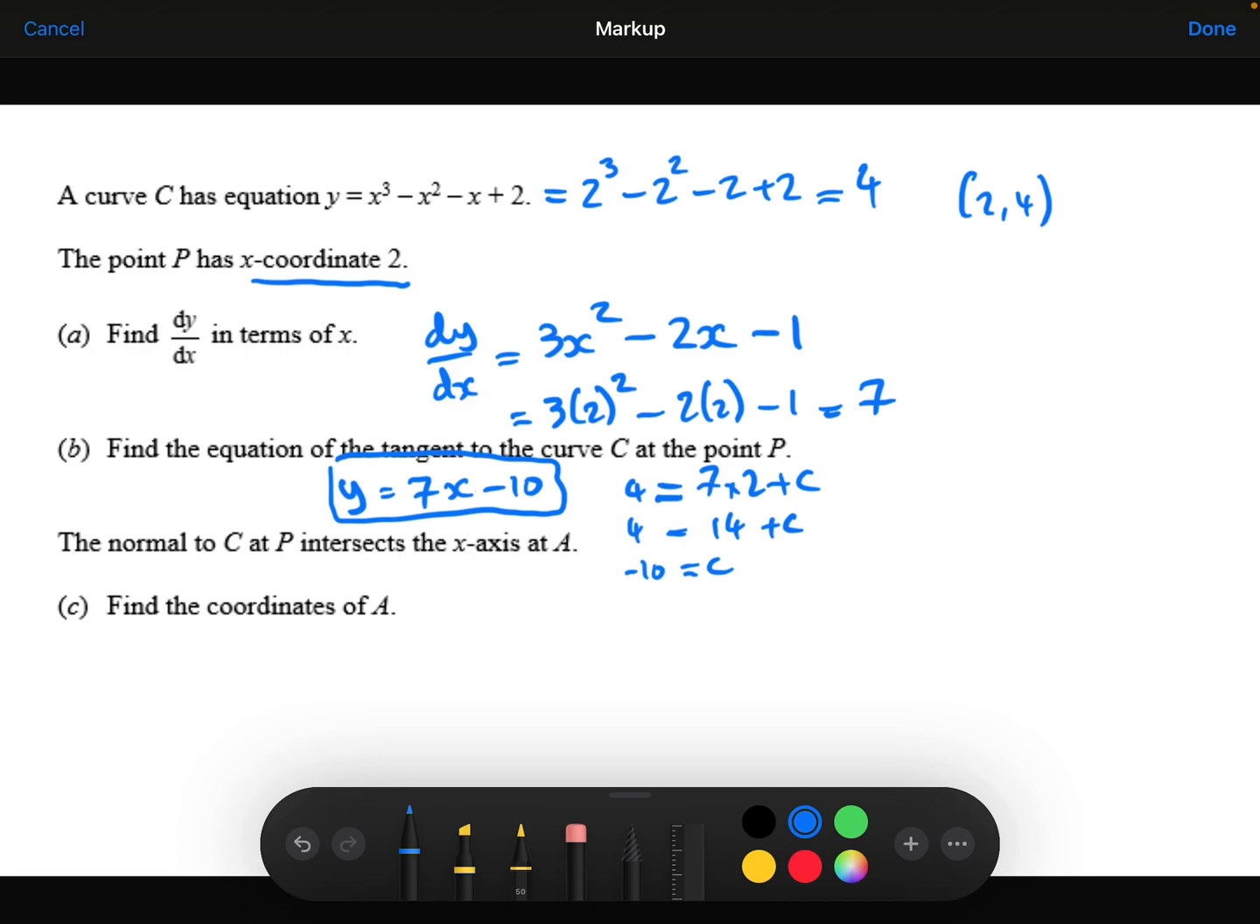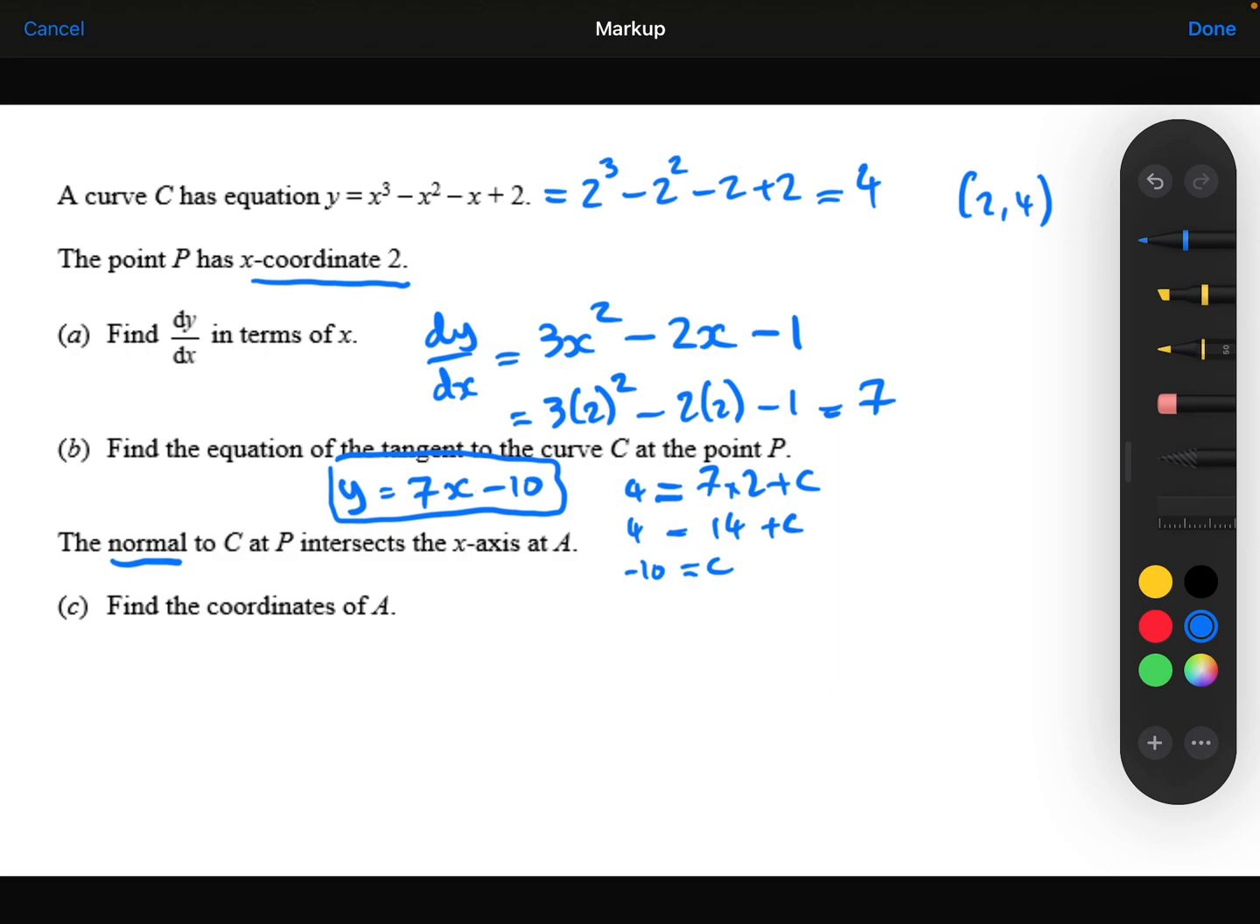We are then told that the normal to the curve at point P intersects the x-axis at point A, and we need to find the coordinates of point A. So if I can work out the equation of the normal, I can then find where it intersects the x-axis. To work out the equation of the normal, I want its gradient, and I know it's going to be perpendicular to the tangent. So I'm thinking negative reciprocal. The negative reciprocal of positive 7 is negative 1 over 7.